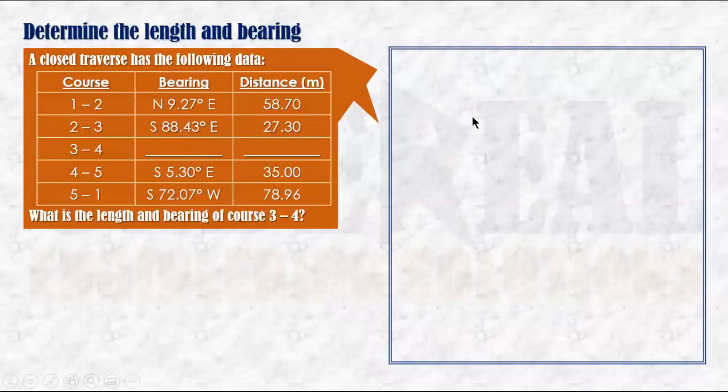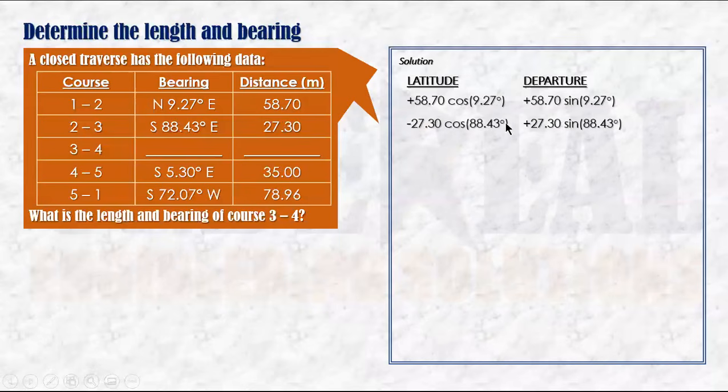The conventional way first. If you could remember, we have to list all the latitudes and departures. So, this is the latitude and departures. So, 58.7 cosine of this angle. This one, sine. Both are positive because northeast. Well, this one is negative because this is south, right? While this is positive because this is still east.